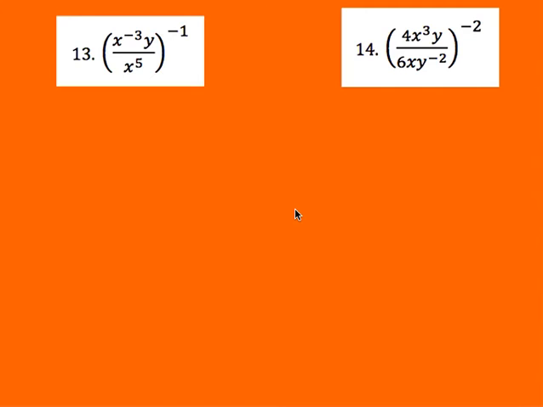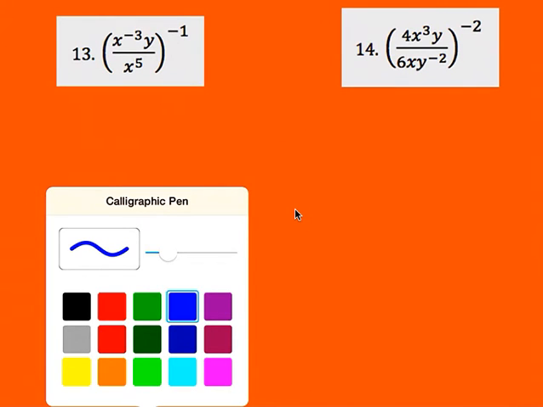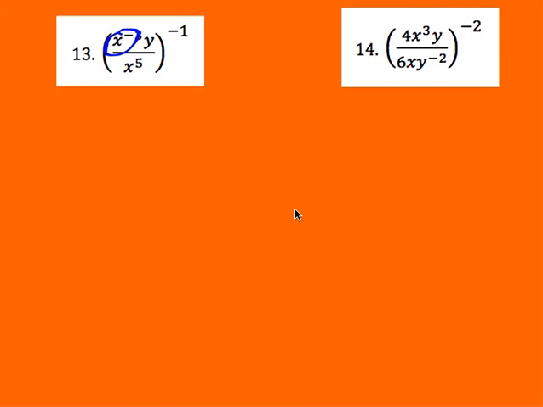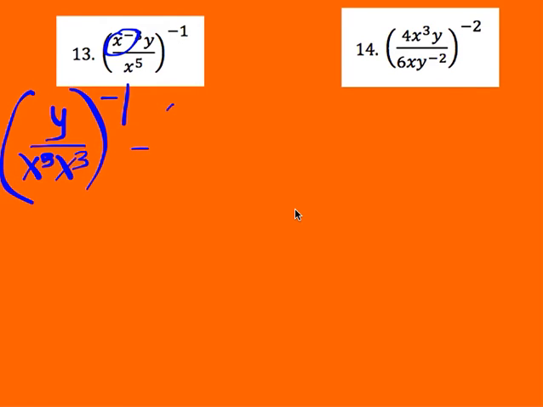Last but not least, let's take a look at number 13 and number 14. So for starters, on number 13, I'm going to take this x to the -3 and I'm going to flip it to the bottom. So I have y to the first divided by x to the fifth times x to the third when I flip them both down. And that's going to be raised to the -1. Again, simplifying in that parenthesis first. So x to the fifth times x to the third is going to give me x to the eighth, and then y on top. So then that's being raised to the -1.